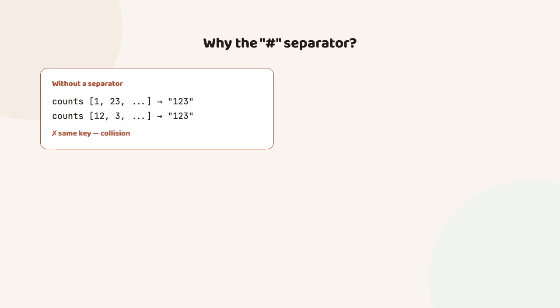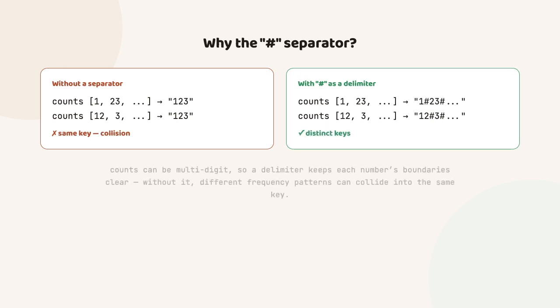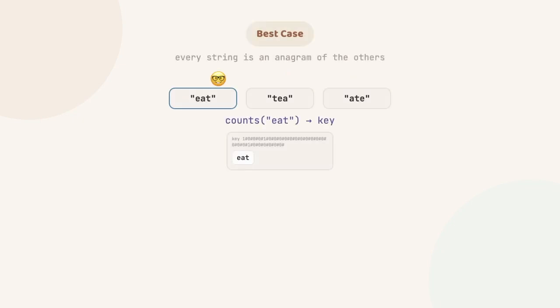That's why we insert a hash as a delimiter. With a delimiter, 1 for A and 23 for B becomes 1 hash 23, and 12 for A and 3 for B becomes 12 hash 3. Two clearly different keys, so the collision no longer occurs. The root cause is that counts can be multi-digit. A delimiter keeps each number's boundary clear. Without it, different frequency patterns can collide into the same key.